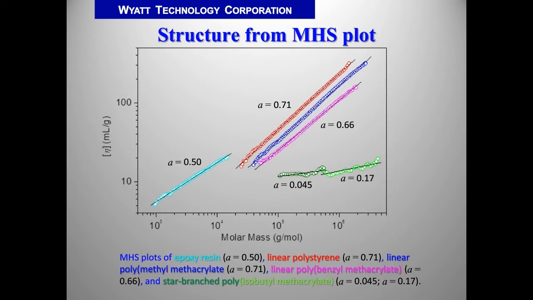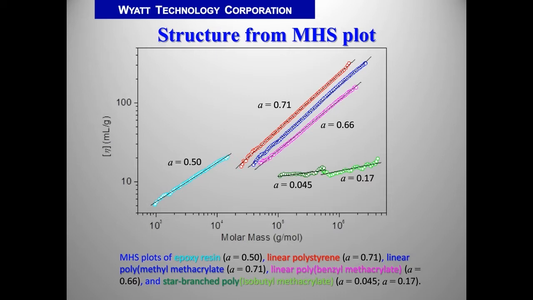Then we have two Mark-Houwink plots in green, and they are shifted significantly to lower intrinsic viscosities compared to the plots of linear polymers. And this shift, this very low intrinsic viscosity, indicates a highly compact structure, high density of the polymer coil. And the slopes are close to zero. If we remember the slopes for various molecular structures, we know that the slope for hard spheres is zero.